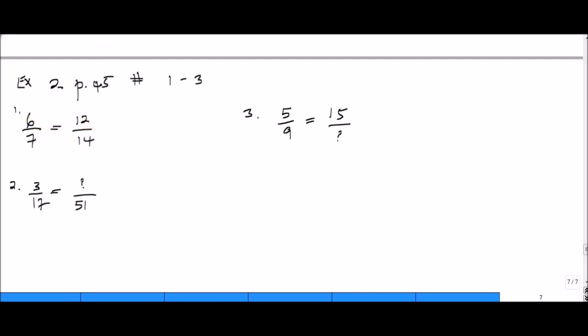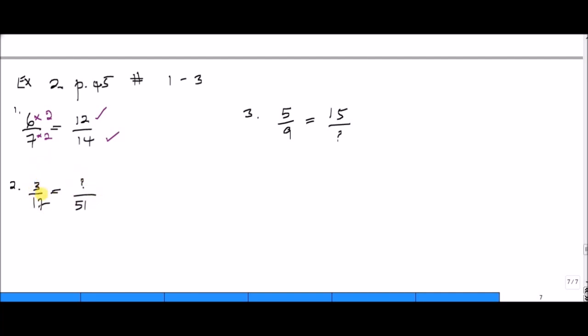What did they do to 6? They multiplied by 2, and whatever we multiply the numerator by, we need to multiply the denominator by that also. So 6 2s would have given us 12, and 7 2s would have given us 14. So 6 sevenths and 12 14ths are equivalent. Now they ask us in this case to find the numerator.